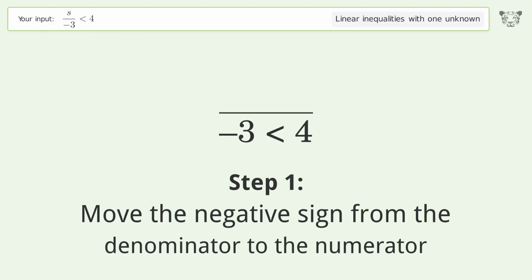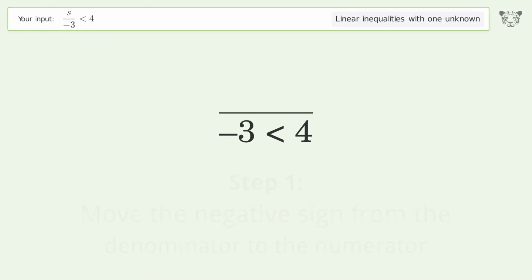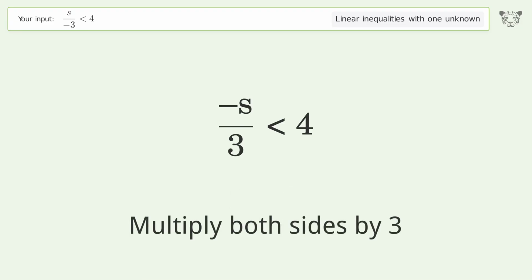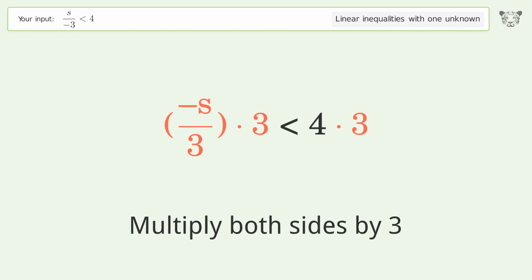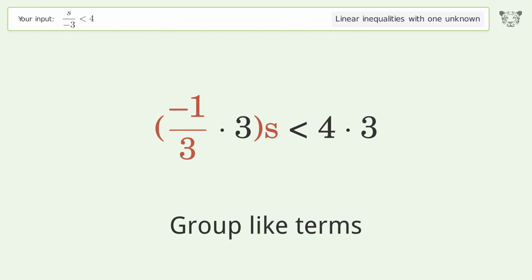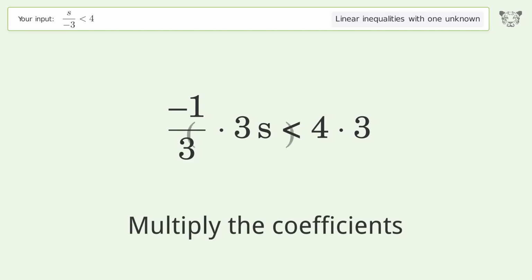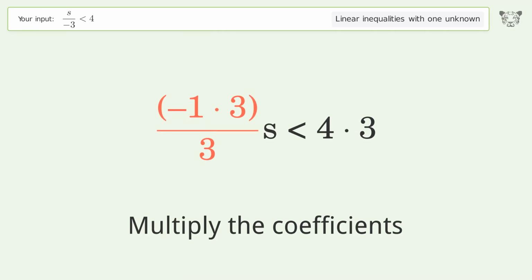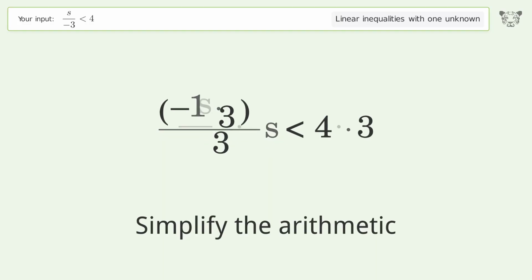Move the negative sign from the denominator to the numerator. Isolate the s. Multiply both sides by 3. Group like terms. Multiply the coefficients. Simplify the arithmetic.